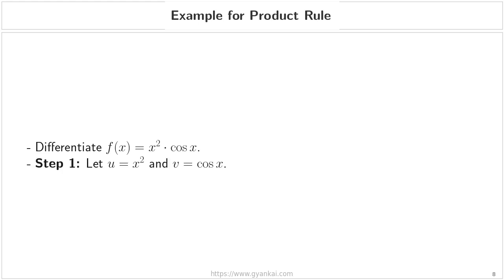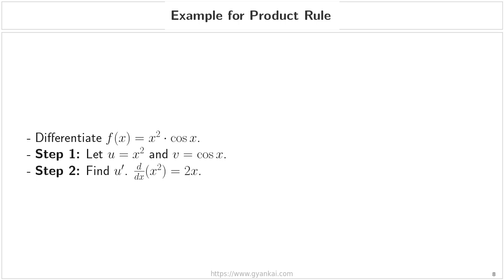Example for product rule. Now, let's put the product rule we just discussed into practice with a concrete example. We are asked to differentiate the function f of x equals x squared times cosine of x. Following the step-by-step process from the previous slide, our first task is to identify the two separate functions being multiplied. Let's assign u as x squared and v as cosine of x.